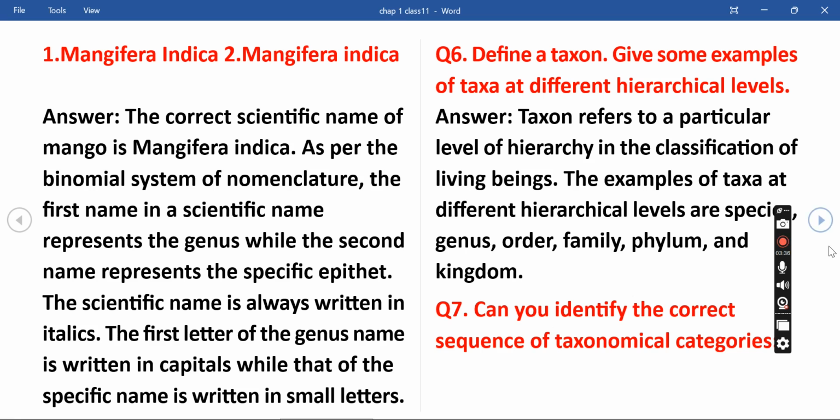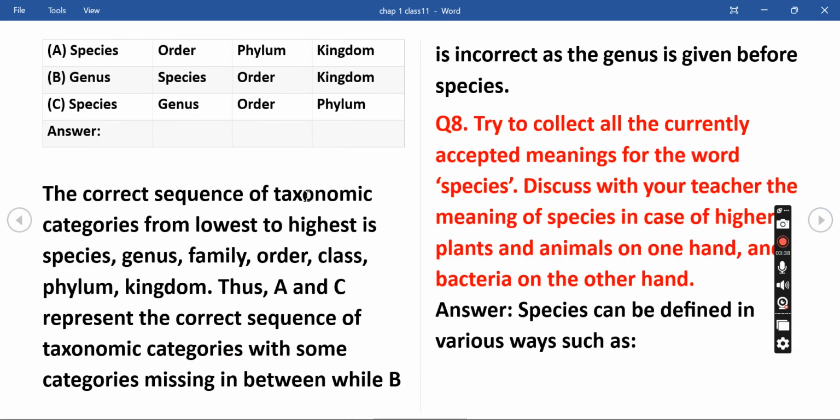Can you identify the correct sequence of taxonomical categories? So out of these, which is the correct sequence? As we can see in A, kingdom is at the highest level and species is at the lowest level. Phylum at highest level, species at lowest level. In B, kingdom is at a higher level and genus is at the lowest level, which is not possible. So B is incorrect and A and C are correct.